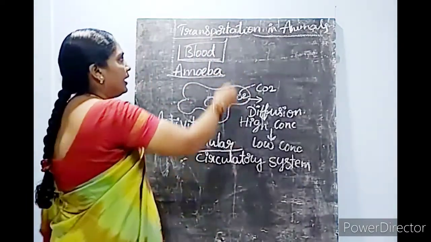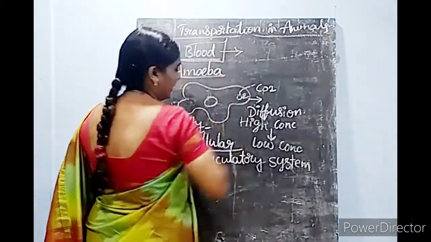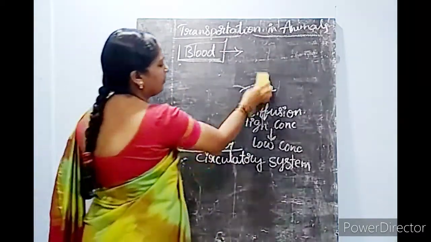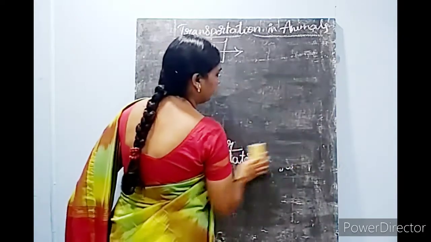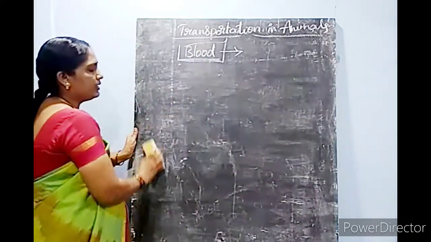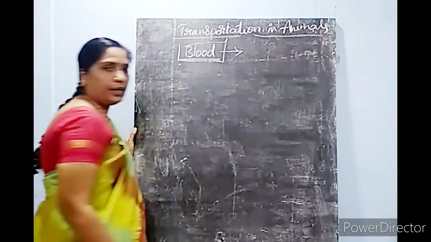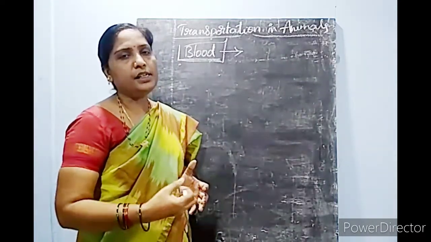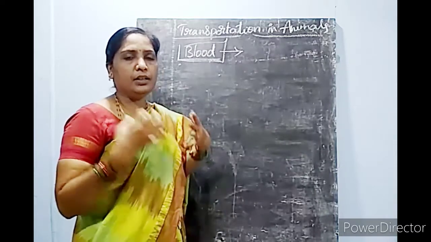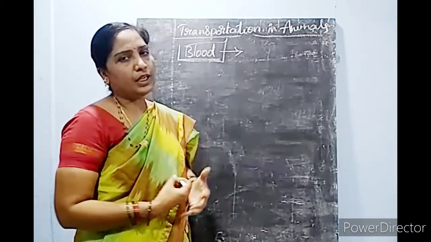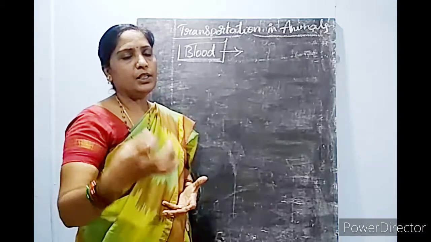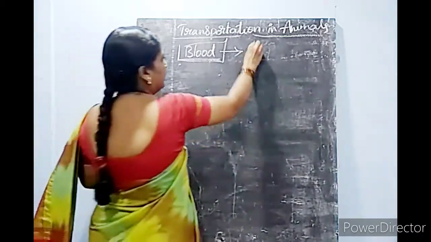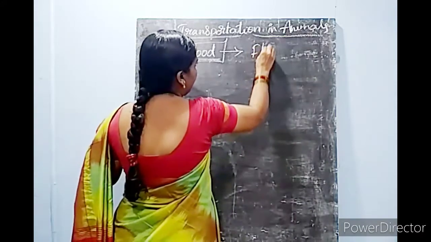What is the meaning of blood, what does it contain, and what are the functions of blood, we'll see now. So blood is a fluid connecting tissue. It connects one organ to the other organ, one cell to the other cell. So it's a connecting fluid.